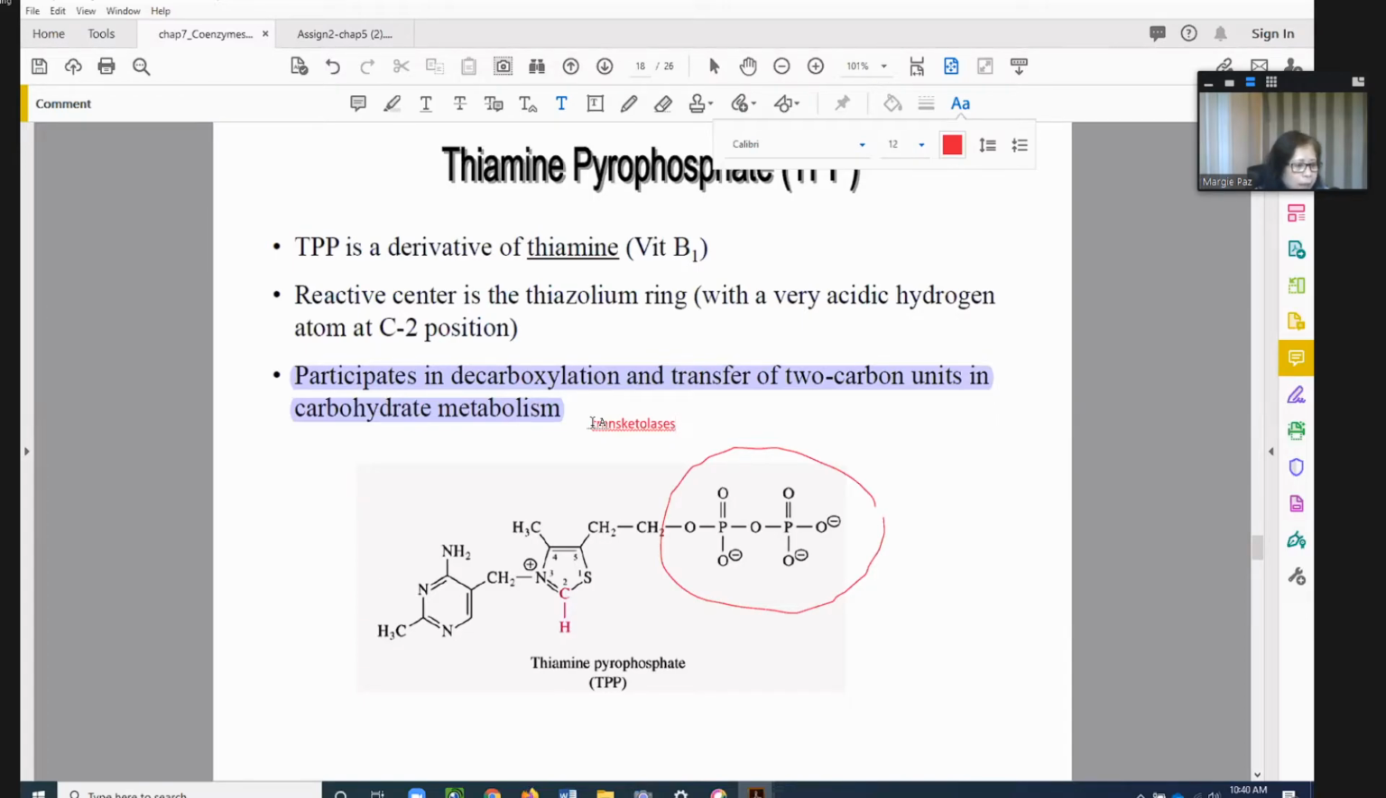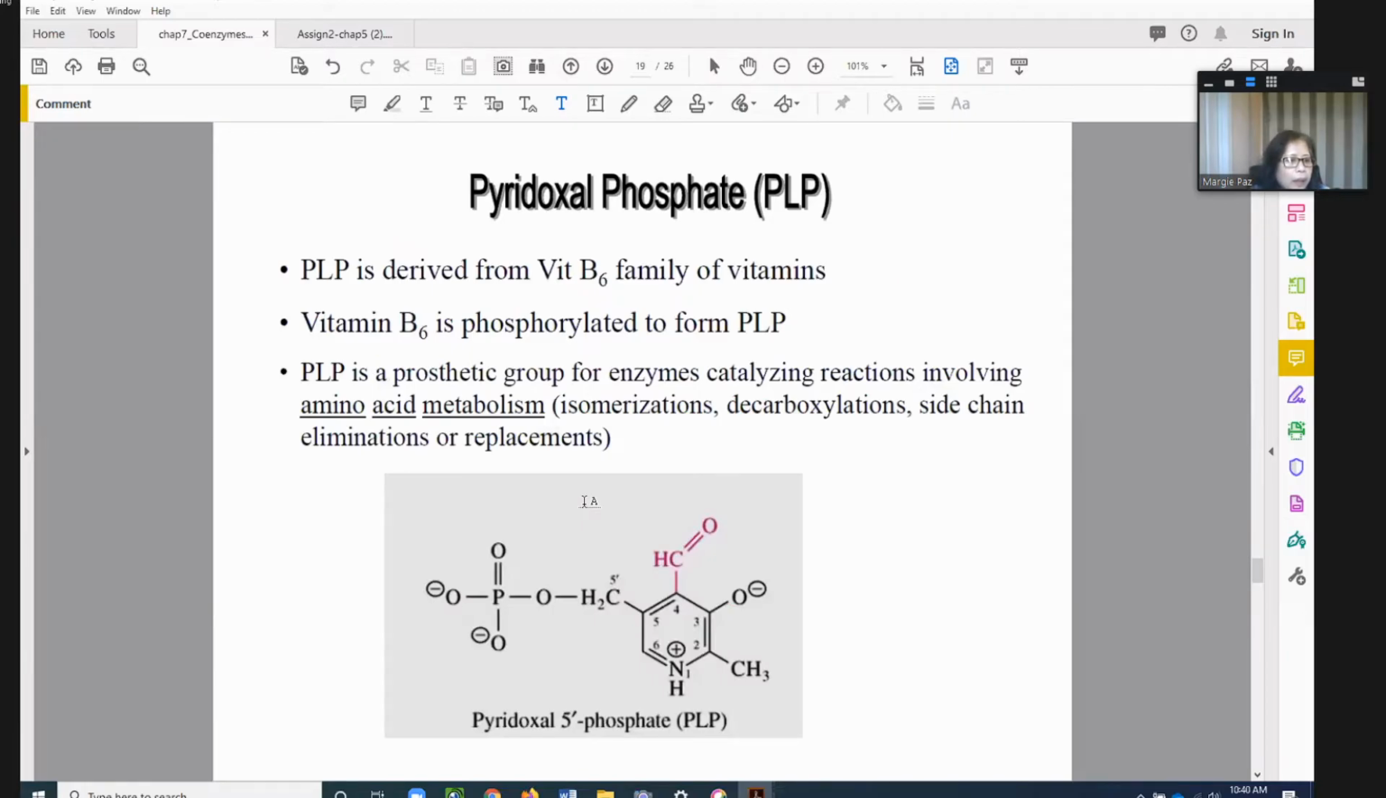When we say transketolase, this is an enzyme that is involved in the transfer between two sugar molecules of carbon groups that contain keto groups. So, transfer of two carbon units, say in carbohydrate metabolism. Right. So we know here the role of TPP, and then next is PLP, pyridoxal phosphate, which is derived from vitamin B6.